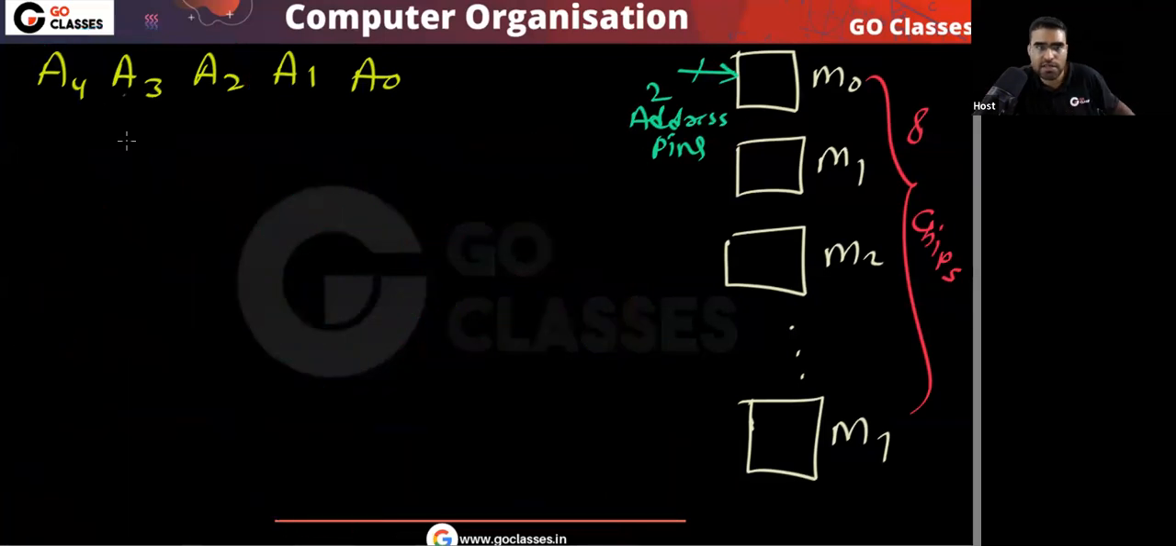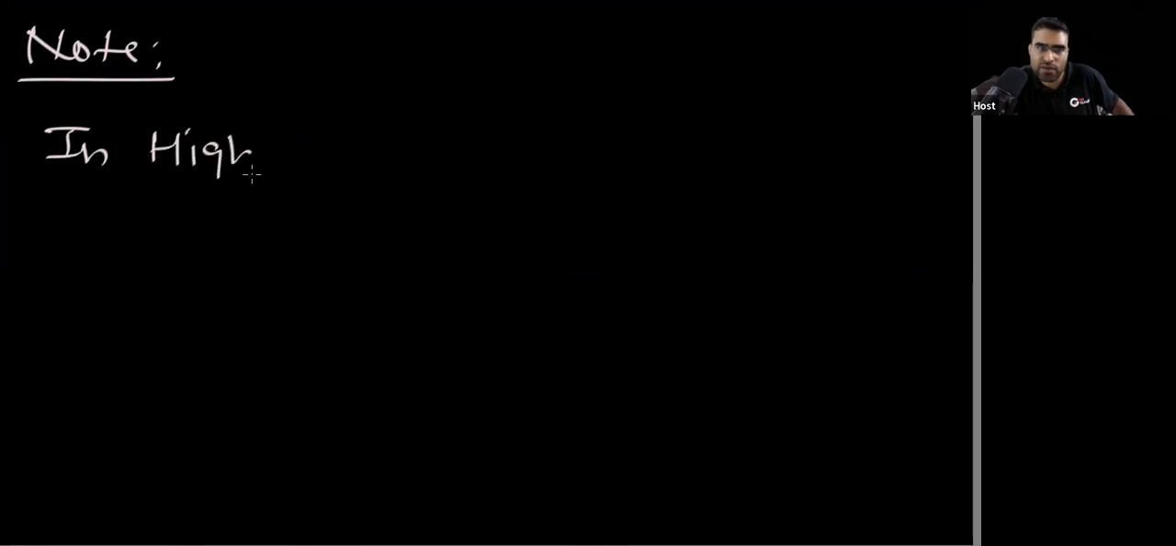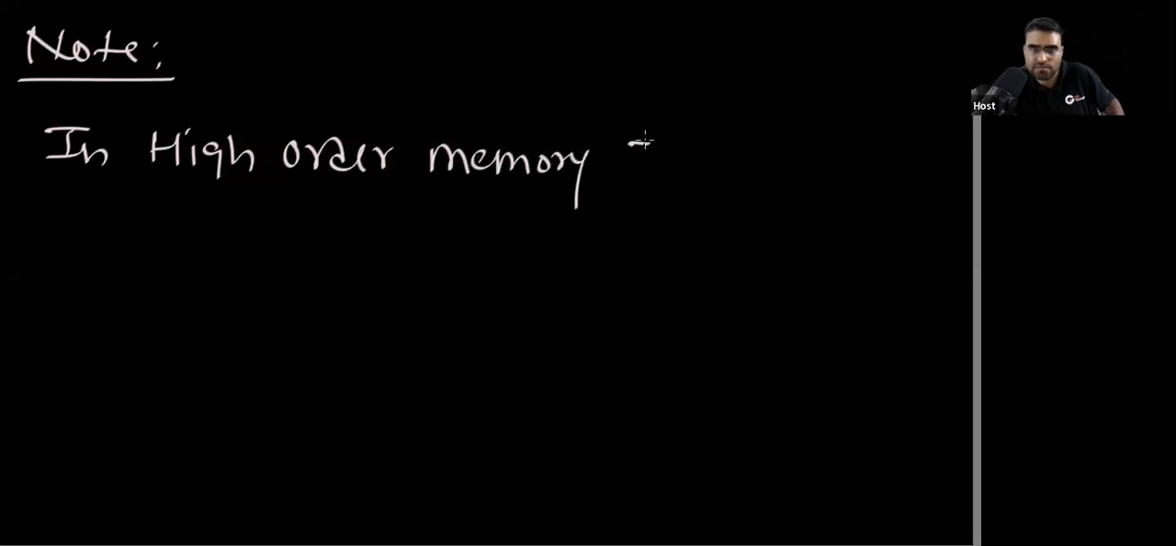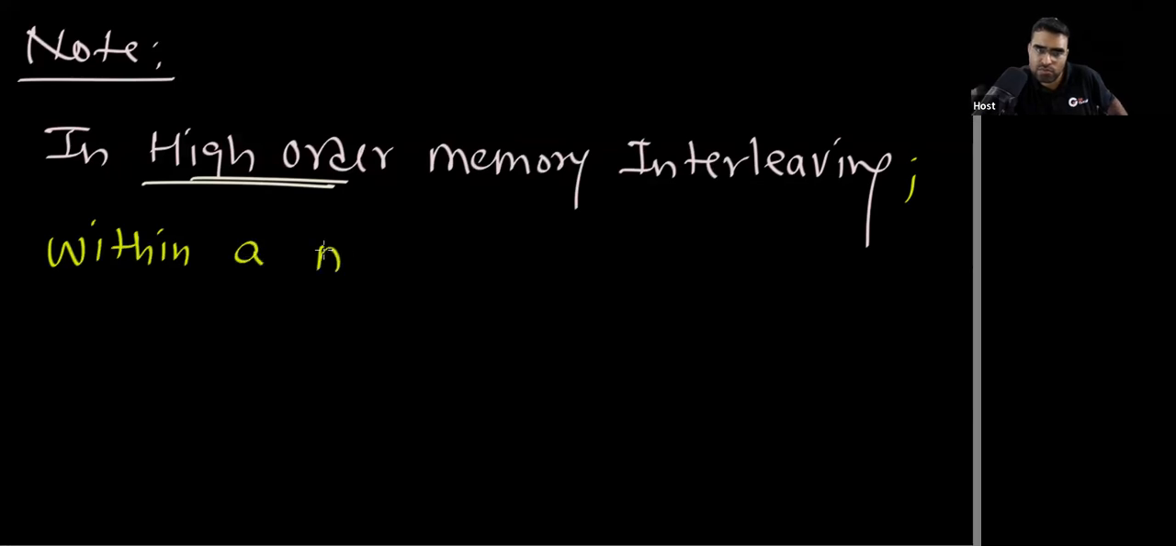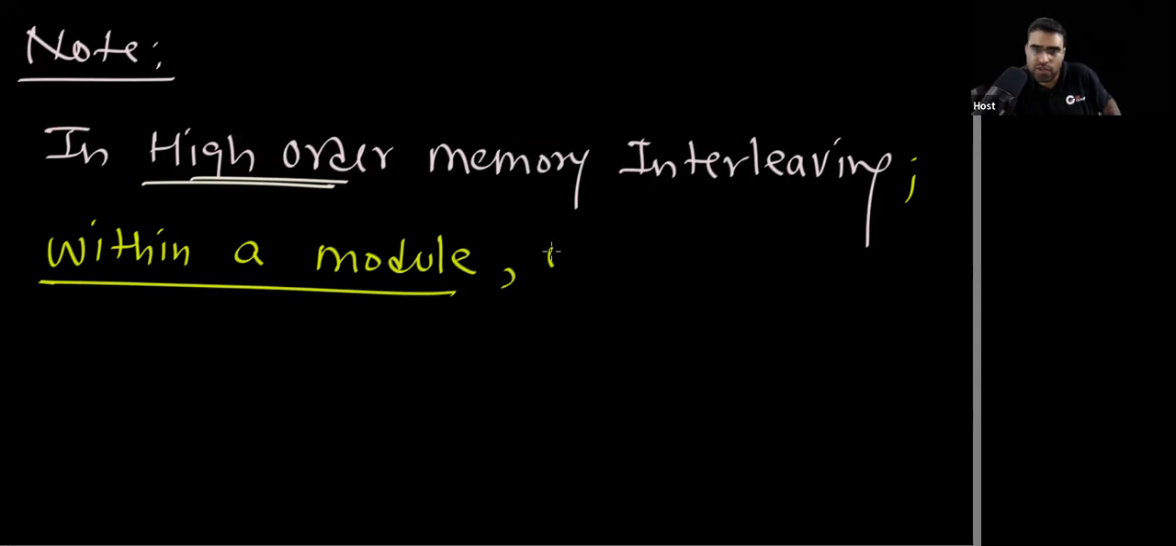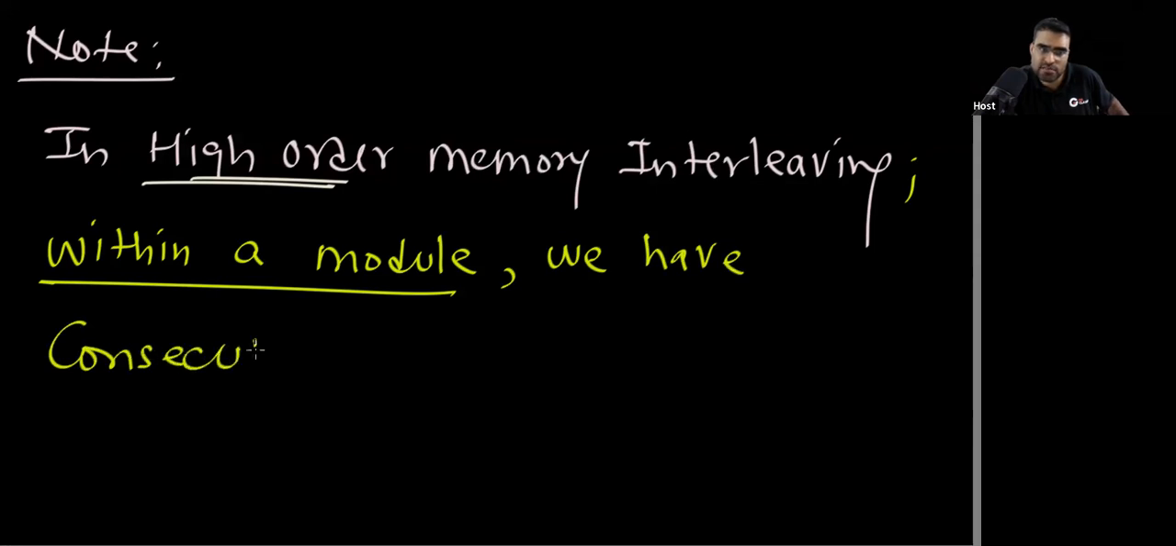In simple words, in this high order memory interleaving, within a module you have consecutive addresses. If you look at any module, within a module, we have consecutive addresses.